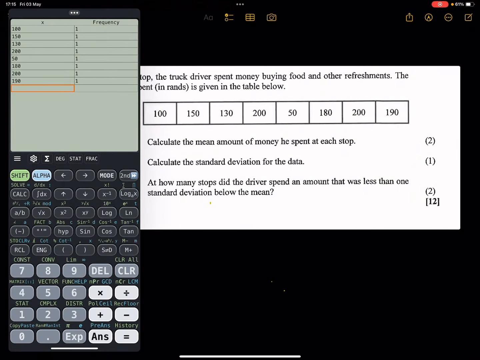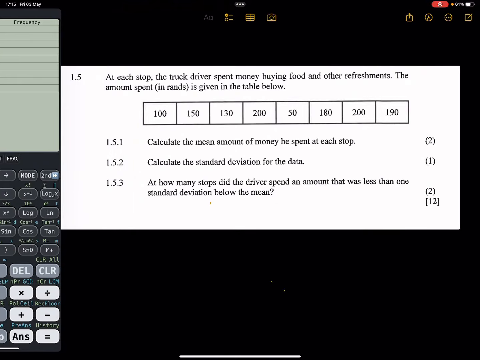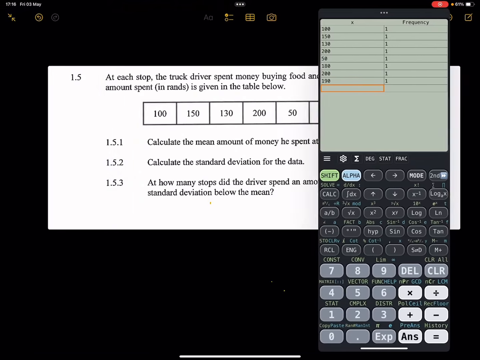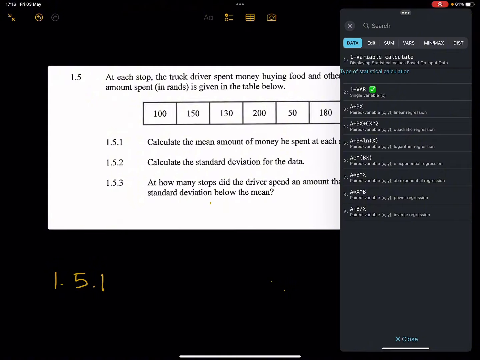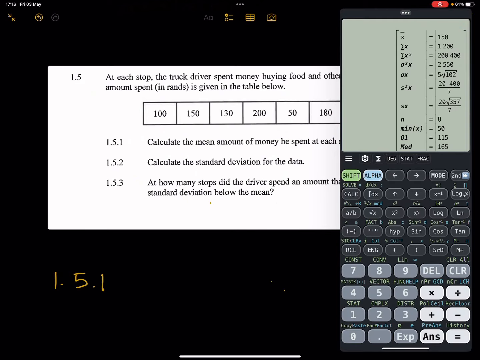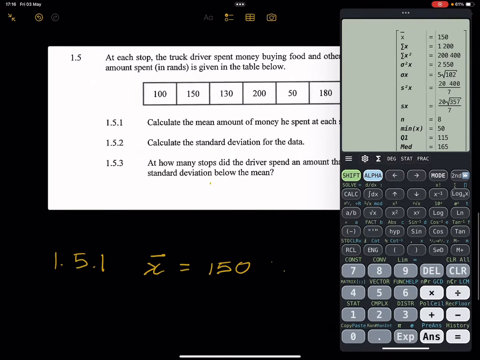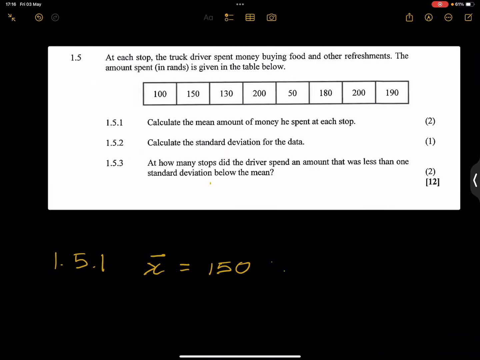They say to us, calculate the mean amount of money he spent at each shop. So to get the mean amount of money, again, we're going to say shift, I'm going to go to my stat mode. So what am I looking for now? One variable calculation. So my calculator gives all my data at once. So my mean in this case is 150. Okay, and the second question says, calculate the standard deviation of the data.